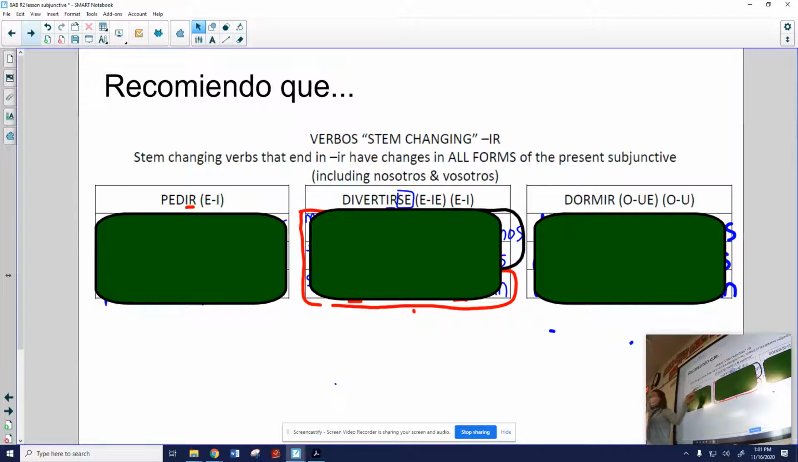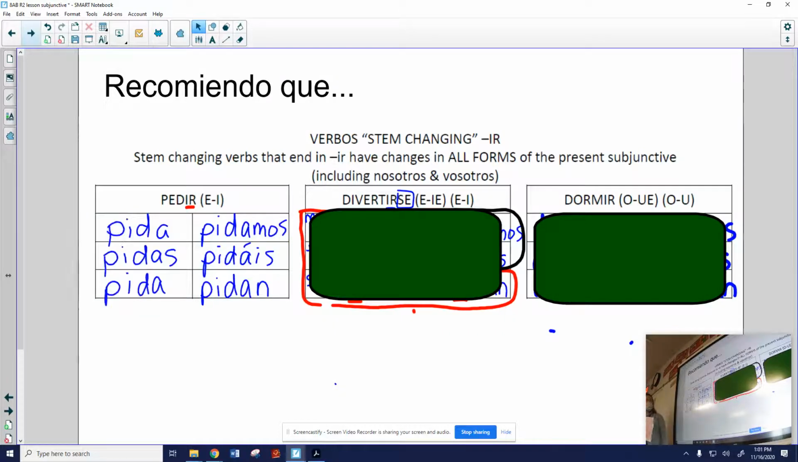Pedir is an E to I stem changer in the present tense and also in the subjunctive present tense. So the E changes to I in all 6 forms. The yo form of the present tense indicative is pido. I ask for, I order. So drop the O, go to yo, drop the O, add the oxygen in. Pida, pidas, pida, pidamos, pidáis, pidan.